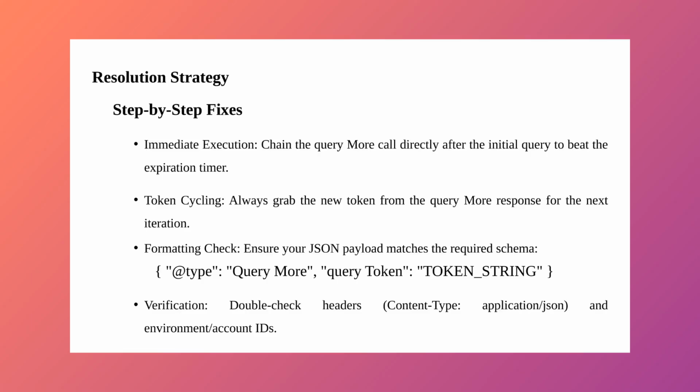To resolve this issue, several step-by-step fixes can be implemented. Immediate execution is key. Chain the query more call directly after the initial query to beat the expiration timer. Ensure proper token cycling by always grabbing the new token from the query more response for the next iteration. Double-check your formatting to ensure your JSON payload matches the required schema, which includes the @type and query token fields. Finally, verify your headers, specifically the content type and your environment or account IDs.